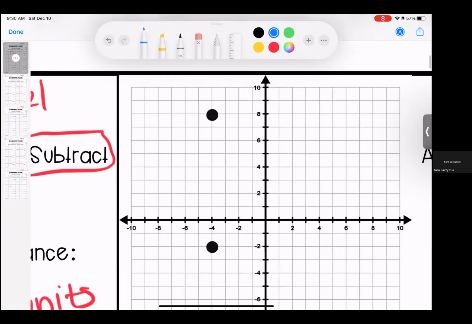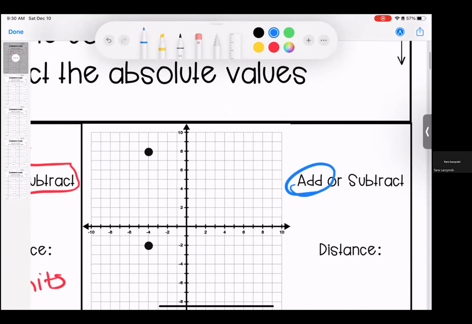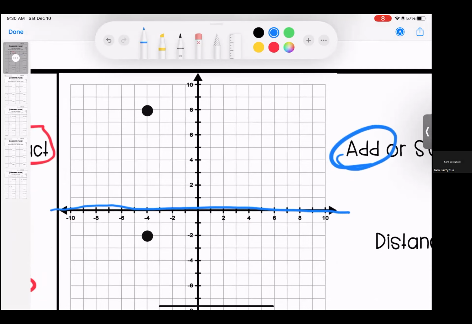Coming over here, we are in different quadrants, so we're going to need to add because in order to get back to this center line, we would have to get back to zero, right? So we need to figure out how to get from negative to neutral and how to get from neutral to positive. So let's plot these. For this one, I have to go to -4 down to -2. This one, I have to go -4 and up to 8.